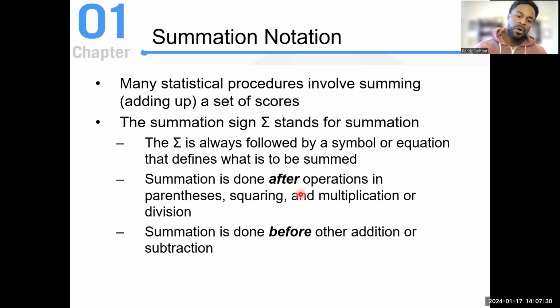Summation is done before either addition or subtraction. I'll give you an example and demonstrate this in the next couple of slides. But again, these are two rules that you should be familiar with, specifically this order of operations. So when you think about Please Excuse My Dear Aunt Sally, you have parentheses, exponents, multiplication, division, addition, and subtraction. And so these summation symbols are going to fall after those other operations.